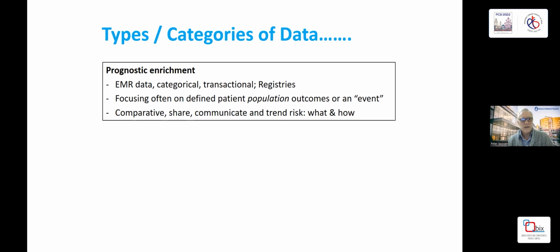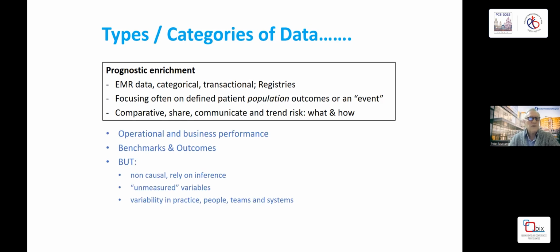It's important to understand that the type of data that is generated in that type of circumstance, when we're relying on the electronic health record in particular, is that the data enables what I call prognostic enrichment. This is categorical transactional data that's included within the electronic health record and also within registries. The data can focus on a well-defined patient population, the outcomes of that patient population and the risk for an event perhaps within that population. But it's important to understand that it's comparative data. It enables us to share for sure, and we can communicate and trend risks. In other words, we can understand the what and the how, but there are limitations.